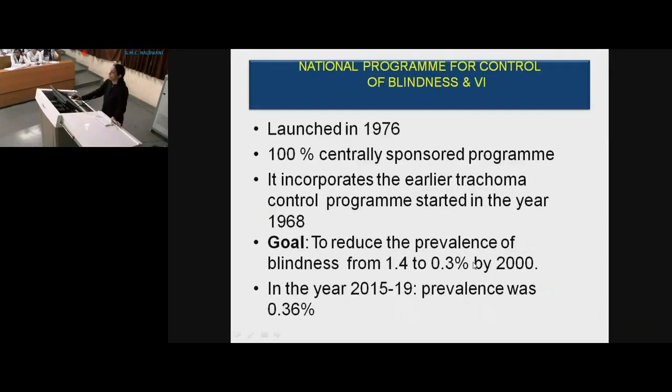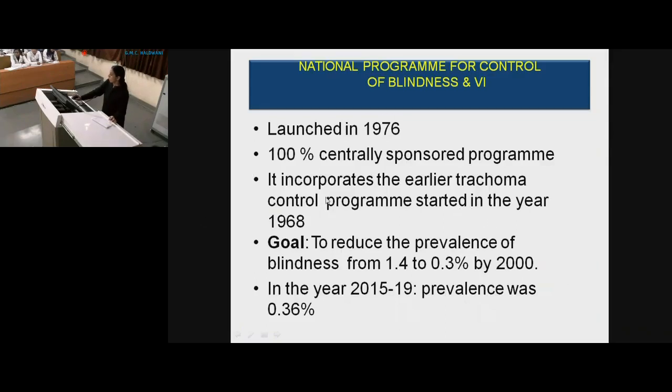Now, what is the program related with this? National Program for Control of Blindness and Visual Impairment. And this program was launched as NPCB in 1976. It is a 100% centrally sponsored program. There is no state funding in this. All funding is from central government. It incorporates the earlier trachoma control program.